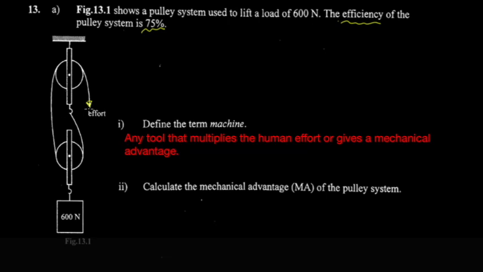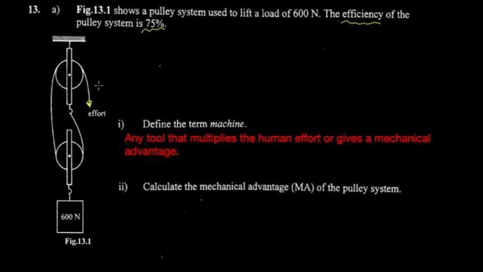So what's happening here is you're pulling here the effort. The system is 75% efficient, just like what we highlighted. Normally, if the system were 100% efficient, we would have a mechanical advantage of 2. That means that the effort here would be only 300. It would be half of this. The mechanical advantage would be the number of pulleys. There's two pulleys here, so it is 2.